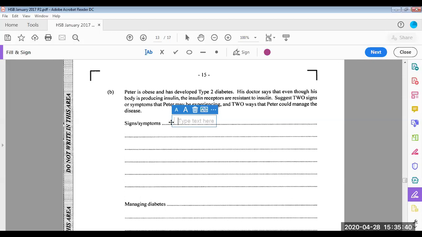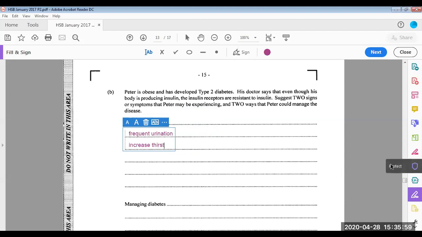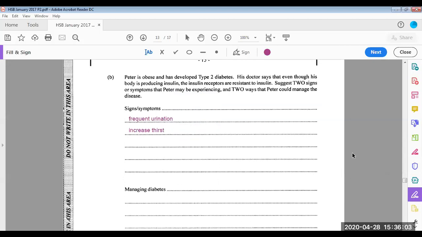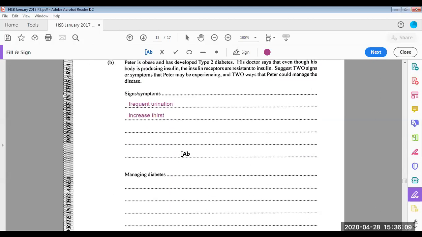All right. So what are signs and symptoms of type 2 diabetes? Frequent urination and increased thirst. Yes, frequent urination, increased thirst, dryness of the mouth, paleness of the skin, numbing of the fingers, feeling weak. All right. 2 ways that Peter can manage the disease now.